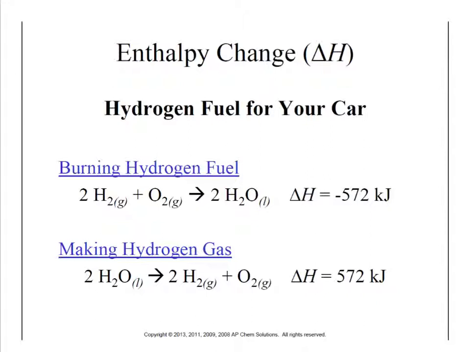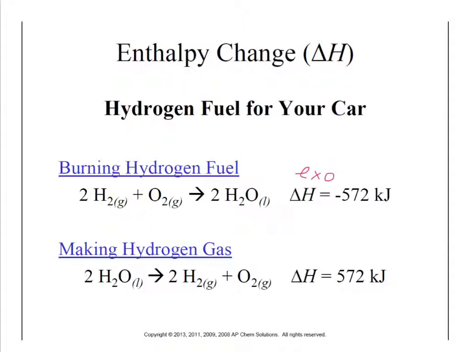So if we were to burn hydrogen fuel cells in our cars, we would use H2 reacted with oxygen to generate H2O. This process, the change in enthalpy, would be negative 572. That's because energy built into these bonds is being released in the form of heat energy. And so it would be a negative number, or an exothermic process.